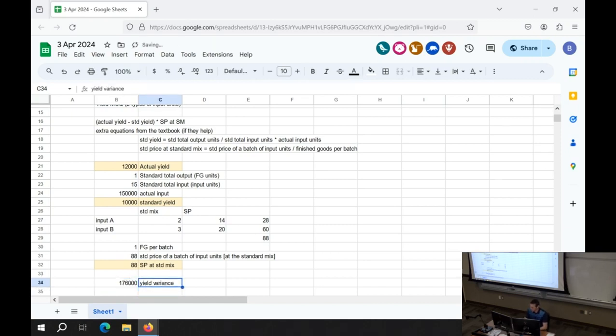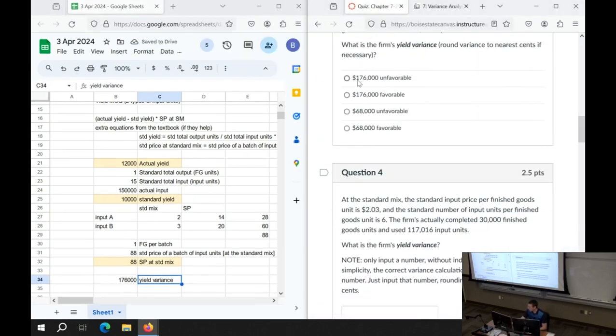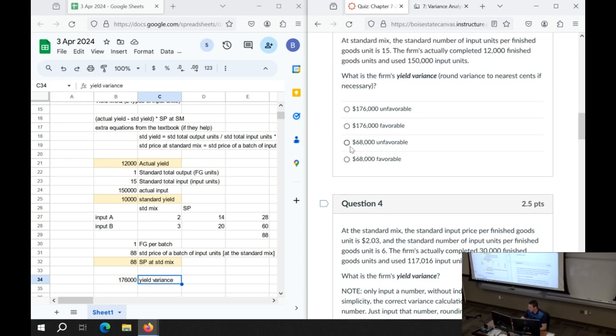So that rules out 2 of the answer choices. Right? We have 176,000, 176,000. So we know it's not C or D here. And I know Canvas doesn't letter them or whatever, but I'm just going to call them that for reference. See, it's not those 2. It has to be one of these 2. And it's a positive variance. And in yield, that means it's what? Favorable or unfavorable? It's favorable.